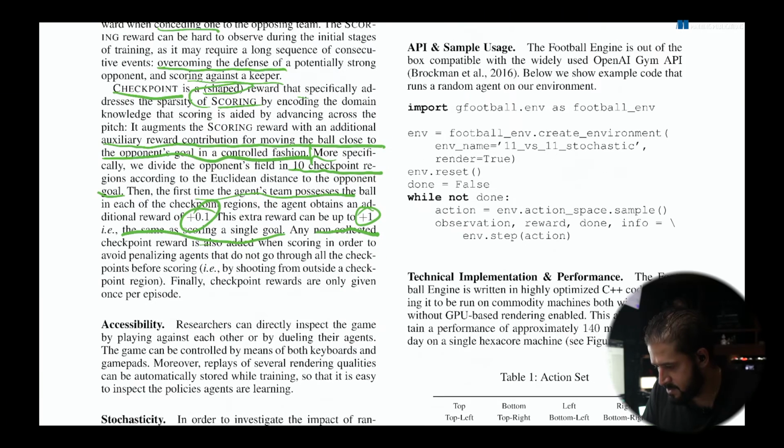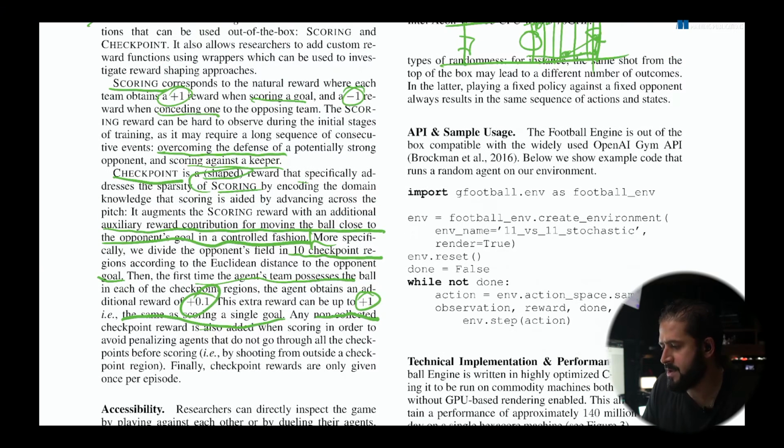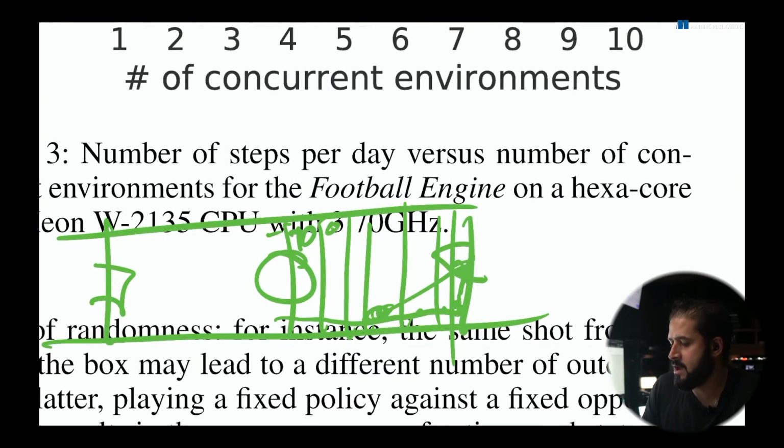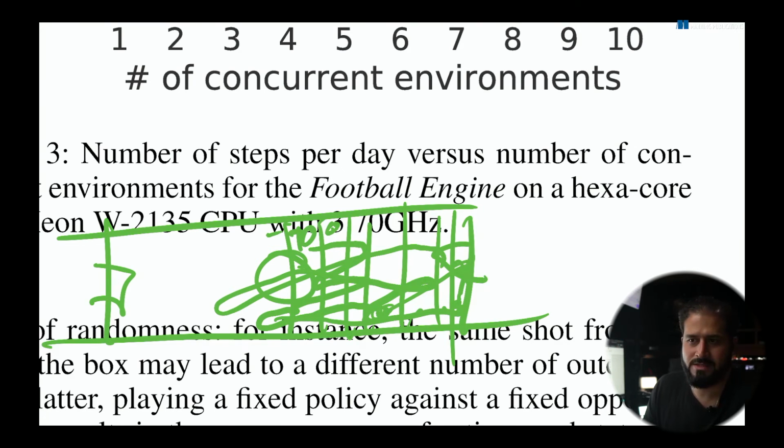Let's see if I don't miss anything here. Any collected rewards also when scoring, when penalizing the agents. Finally, checkpoint rewards are only given once per episode. Okay, right. Because I don't want the agents to get in a loop, basically. You can imagine the agent going like, oh, look at that. If I go here and then go out and go back and go out and go back, that's not the behavior that you want.